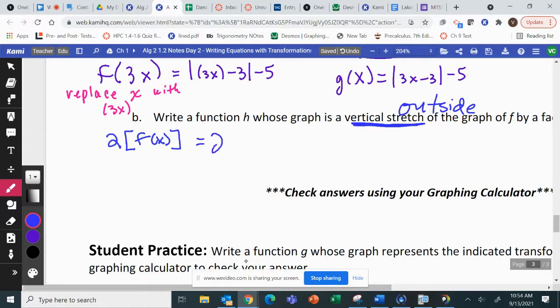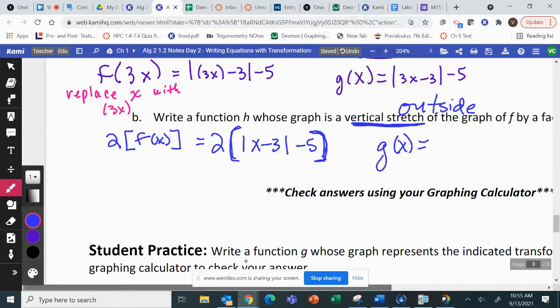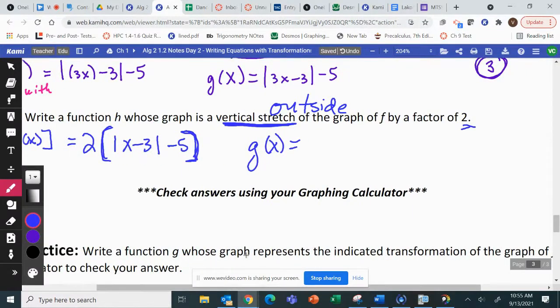So 2 times, what is my f of x? Absolute value, x minus 3, close absolute value minus 5. I'm doing 2 of that, twice that. That does simplify to g of x equals, it doesn't matter, 2 absolute value x minus 3, close absolute value minus 10.